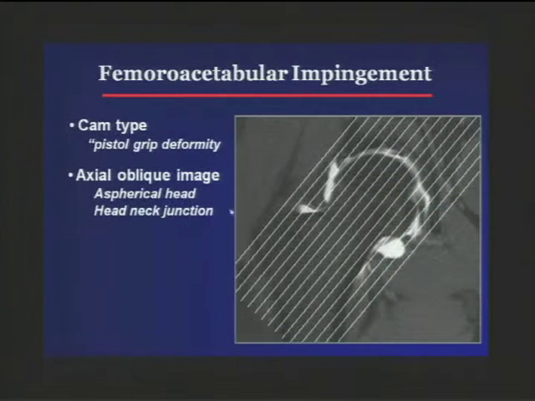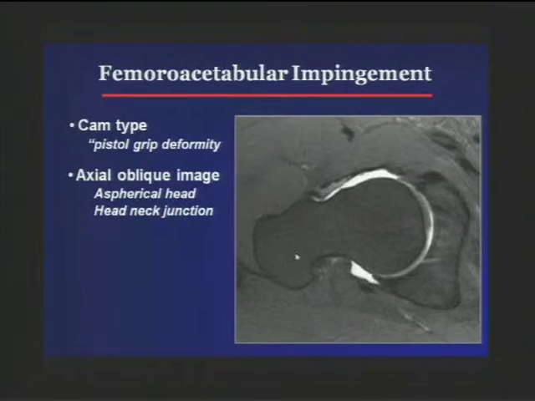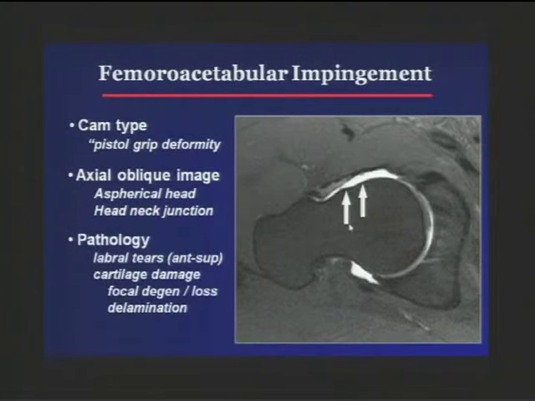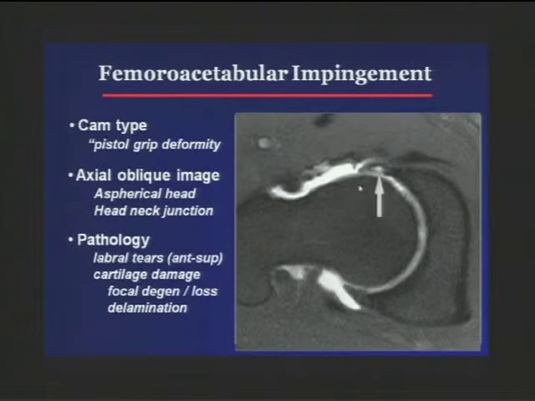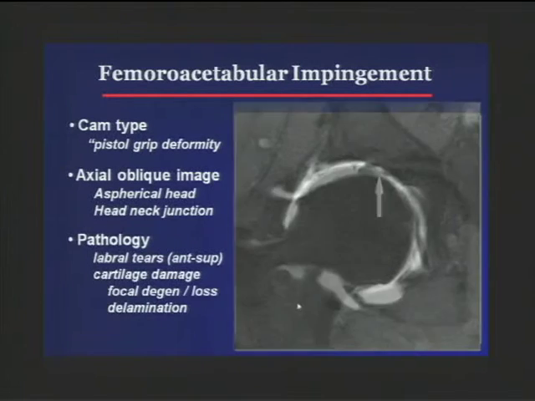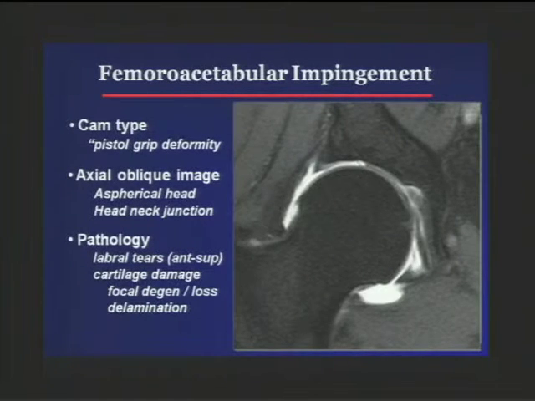Now, if we look at this on the MR arthrogram, we want to look in this axial oblique plane, and it'll look like this. People do all kinds of angles and all that, but if you just look along the anterior margin of the femoral head on the oblique plane, you can see this extra little bump right here. Then we look for the pathology. Here you can see a labral tear associated there, and then some significant cartilage loss, again, focusing on that anterior superior portion of the joint.